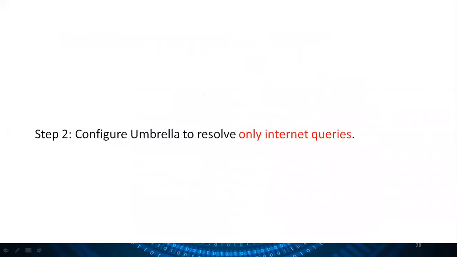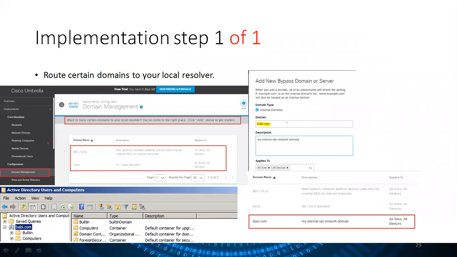If you remember those steps, the second step is very important. We have to ensure our VM appliance forwards only the internet queries to the Umbrella Cloud server. We can configure it by defining the domain. In my case, my domain controller name is barbie.com.